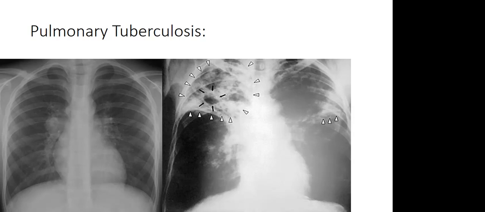Yeah. So the first one, you can see a bulky right hilum, and what's going on there is hilar lymphadenopathy. So you actually have TB that's gone into the lymph nodes. It's not too clear, but you can definitely see the right side of that hilum is very bulky. So that's also TB. What about on the other side? What can you see?